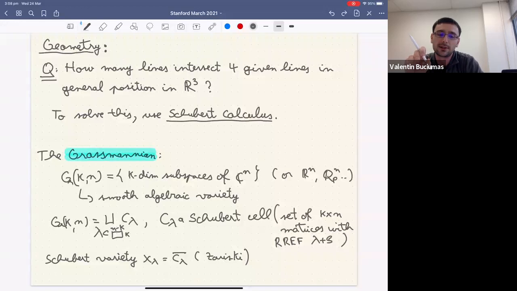I'm not being very explicit here, but you may think about these Schubert cells as the set of k times n matrices whose reduced row echelon form is given by the strict partition lambda plus rho. So basically the pivot ones in reduced row echelon form will be in columns given by lambda plus rho. And for each Schubert cell, one may define the Schubert variety as being the closure of that cell. And by closure, I mean in the Zariski topology.